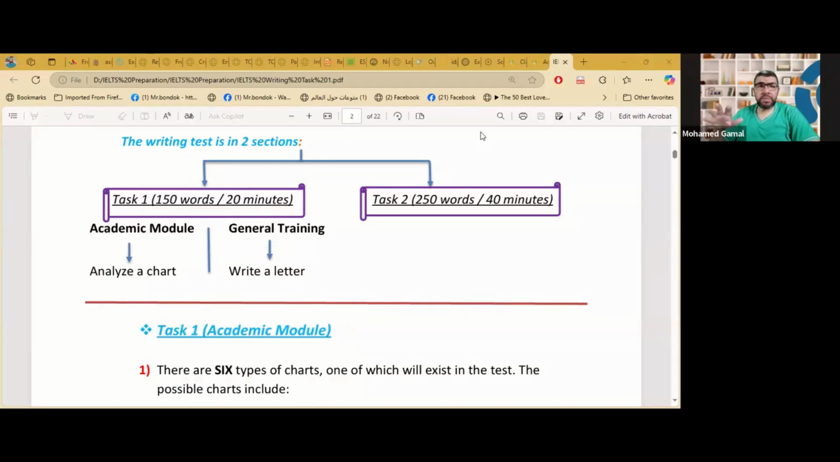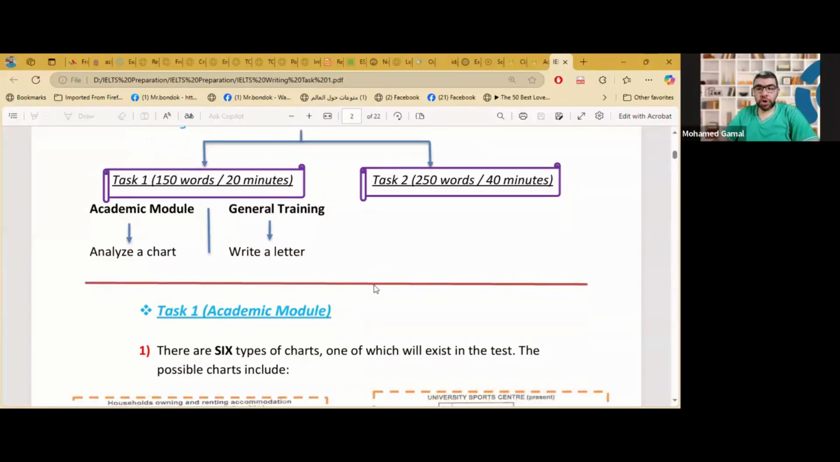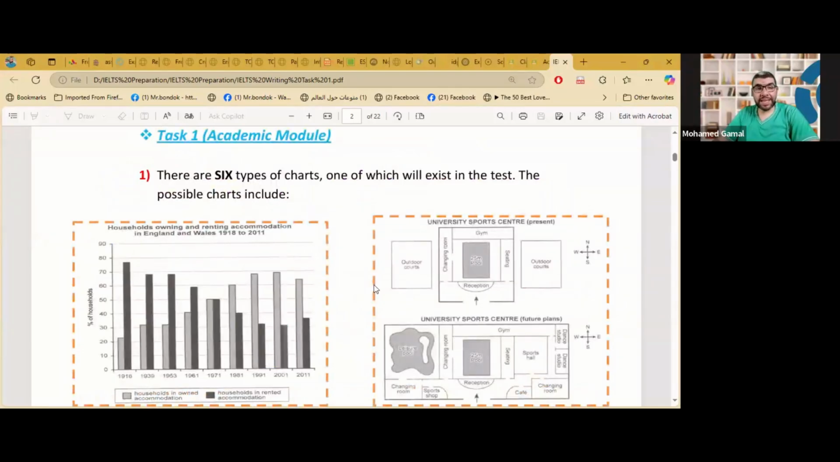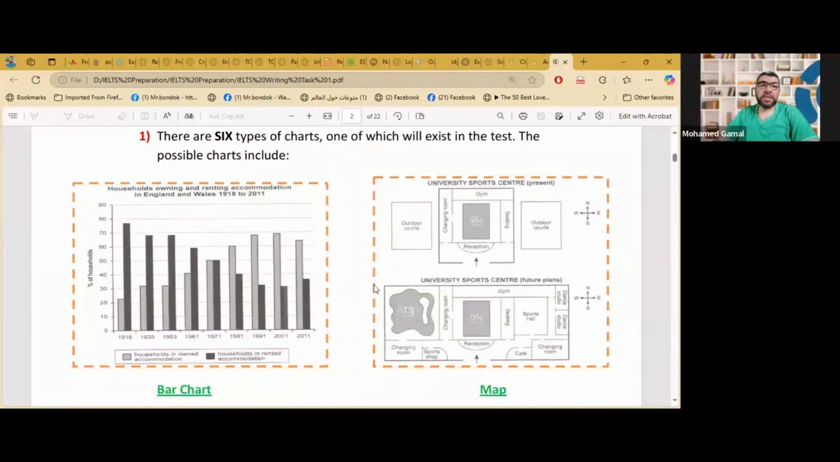So you will notice that either it's general or academic, it's the same timing and the same requirements. You spend 20 minutes writing 150 words minimum, but the content itself is different. And actually, we have 6 types of charts that you may come across in the exam. And maybe the charts you have, it's either like one type, or it can be a mix. Sometimes it's, let's say, a line graph and a pie chart. Sometimes it's a bar chart with a line graph, or a bar chart with a pie chart. And it can be a kind of mix between two, and this is a kind of complex.